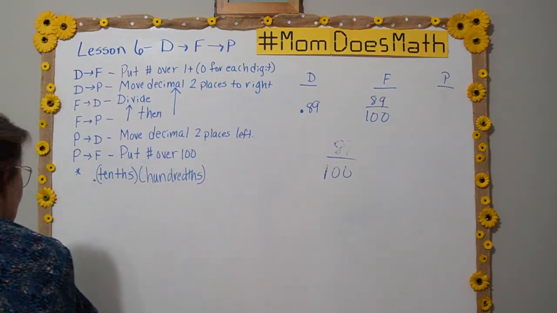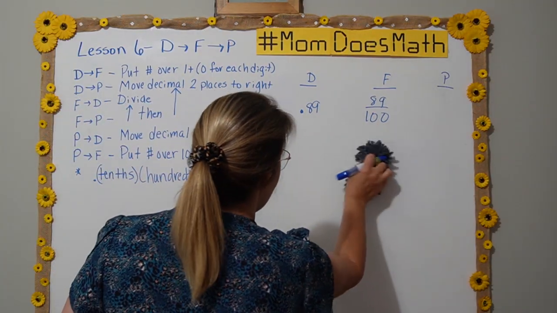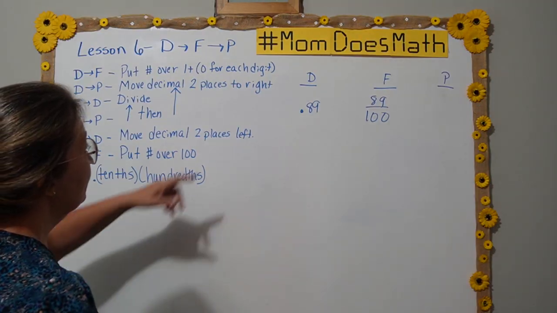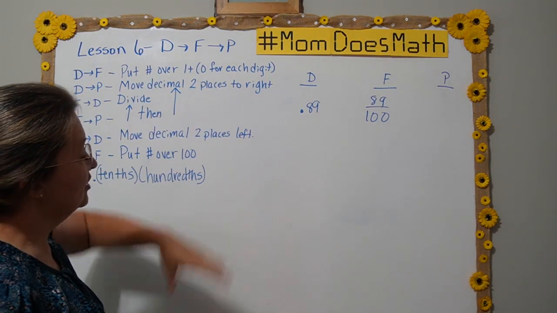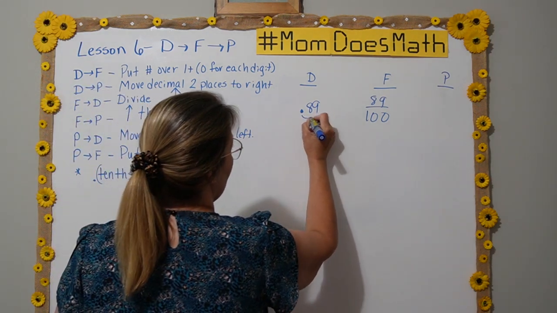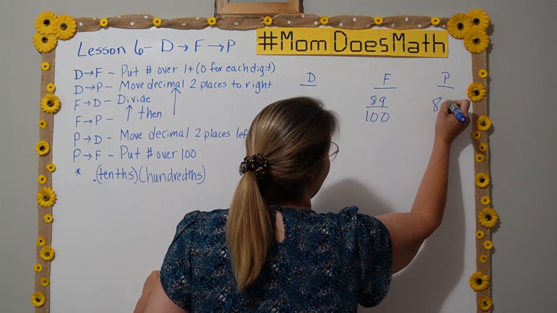All right, so how do we change this to a percent now? If you look at your hints, if you want to go from decimal to percent, you move your decimal 2 places to the right. So 1, 2, and that would be 89%.